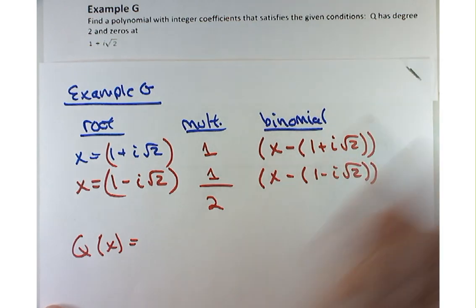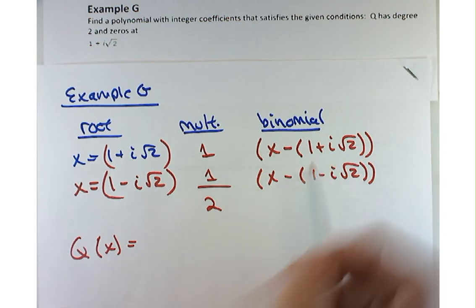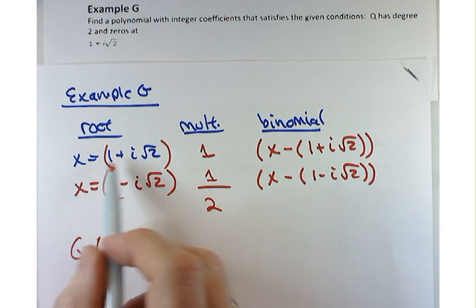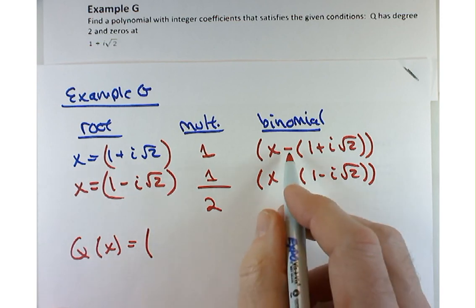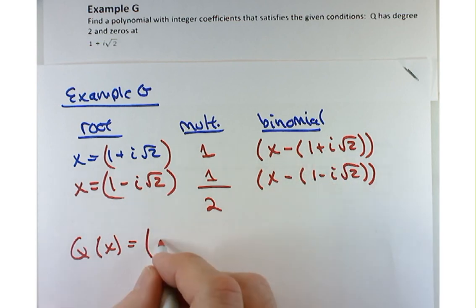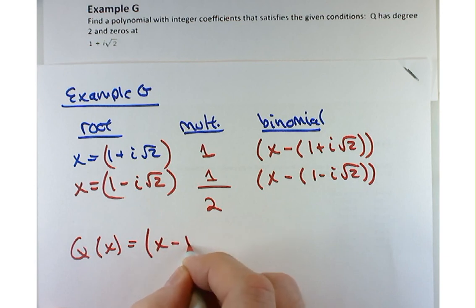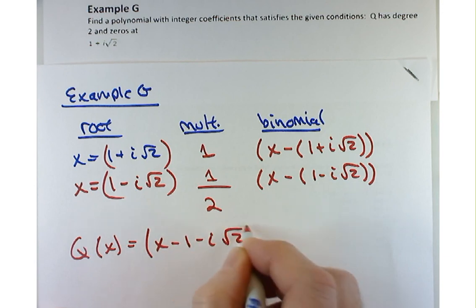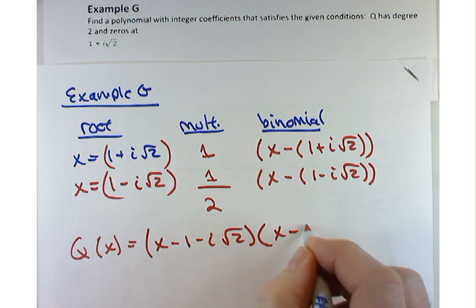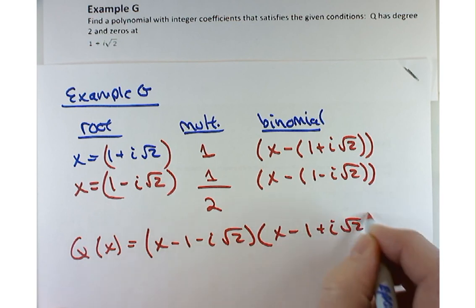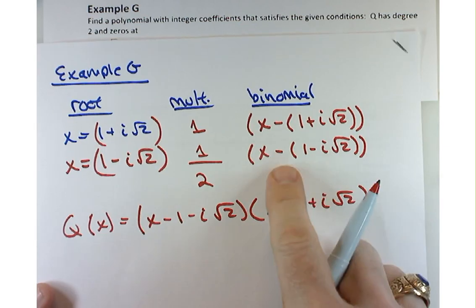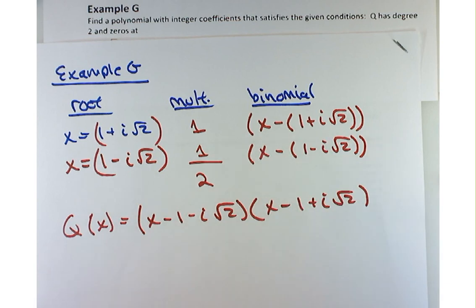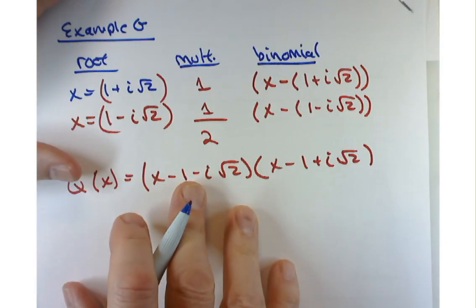Before I do that, I want to clean this up a little bit. And I'm kind of regretting that I put these in parentheses the way I did. Let me distribute that negative to both terms here. That's going to be x minus 1 minus i square root of 2. And then x minus 1 plus i square root of 2. So I just distributed that negative to both of those terms. And here's where the trick's going to come in.